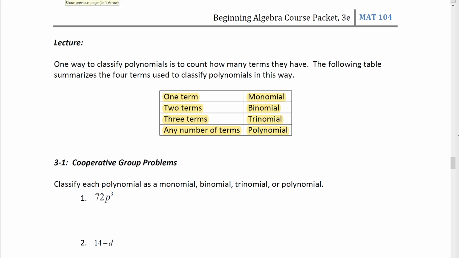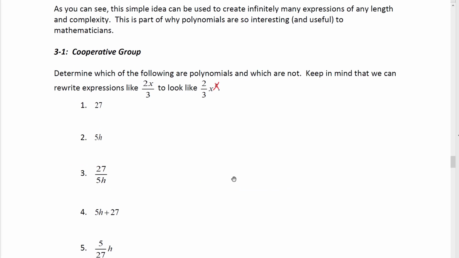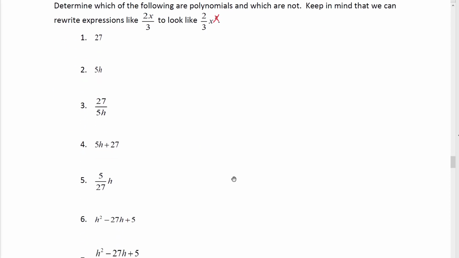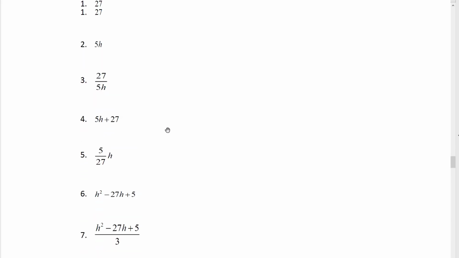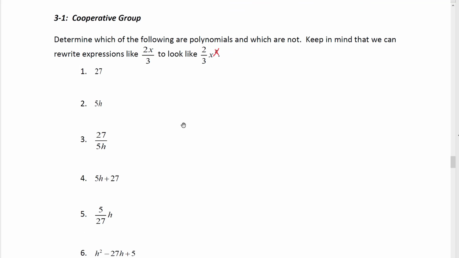If we jump back to the previous page for a moment, page 114, and take a look at the problems here. For example, number 1 is a monomial, one term. Number 2 is a monomial, one term. Number 3 is a monomial, one term. Number 4 would be a binomial, two terms. 5 would be a monomial, 6 would be a trinomial. So count the number of terms. Remember, terms are combined using addition and subtraction, so addition and subtraction symbols can be really useful for trying to separate terms and figure out how many there are.